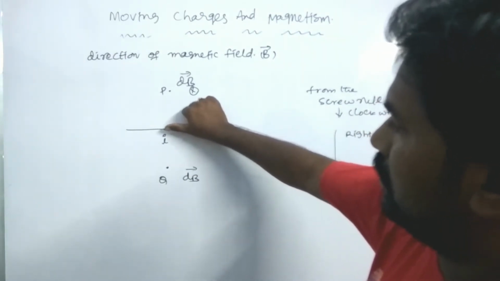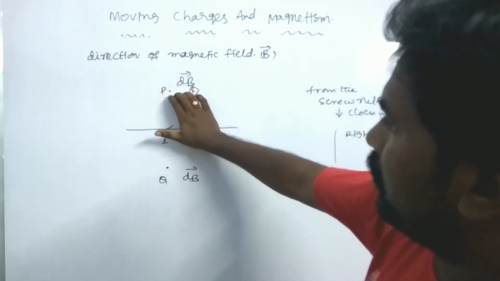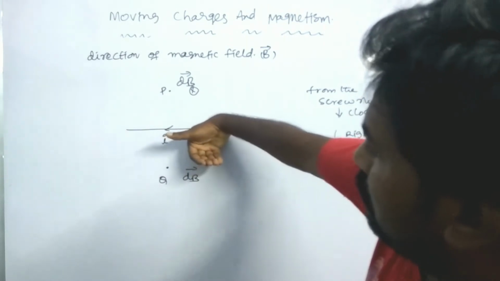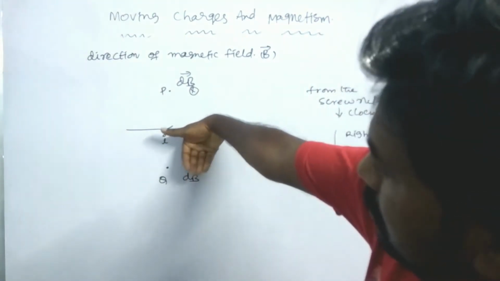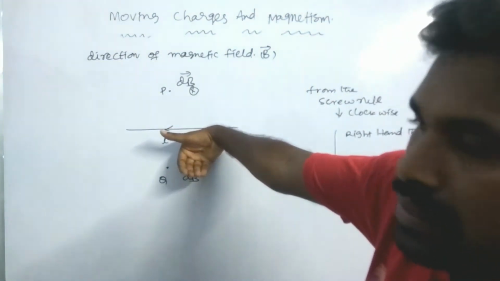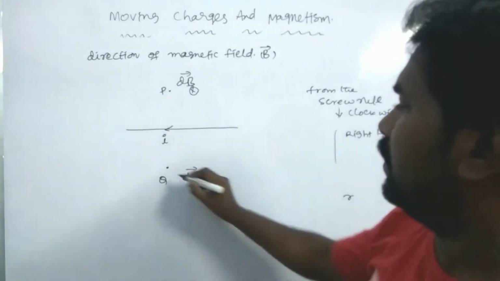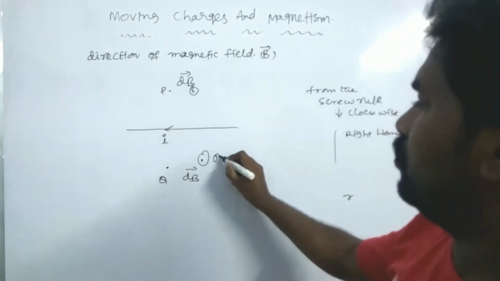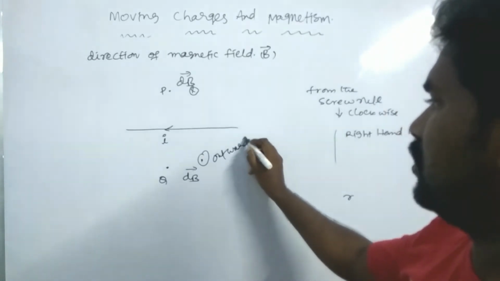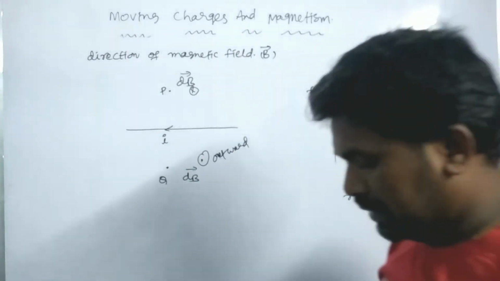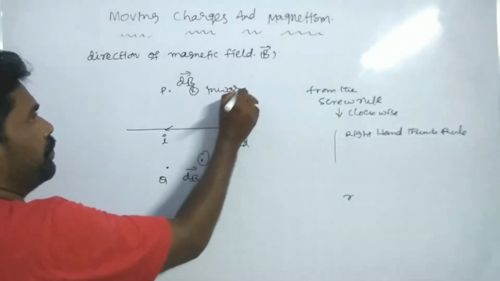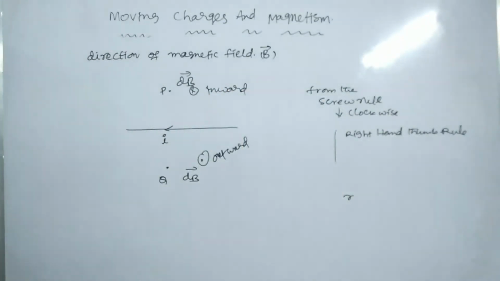Coming to this point, this is the direction of the current, and you have to put your thumb, and this is point P and this is point Q. So now this is the right hand thumb, these are the curls. So here the direction of the magnetic field is outward. So this is the process you have to clearly and easily find out. So this is the inward. Okay, very simple, right?